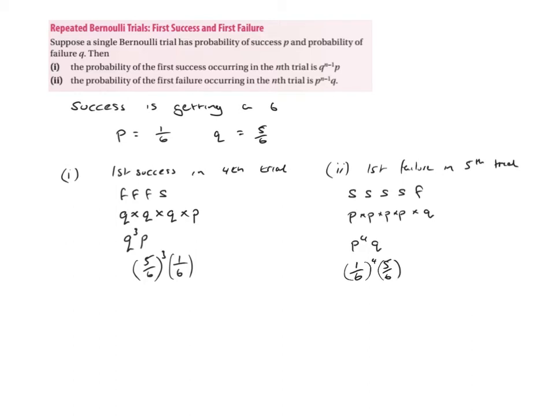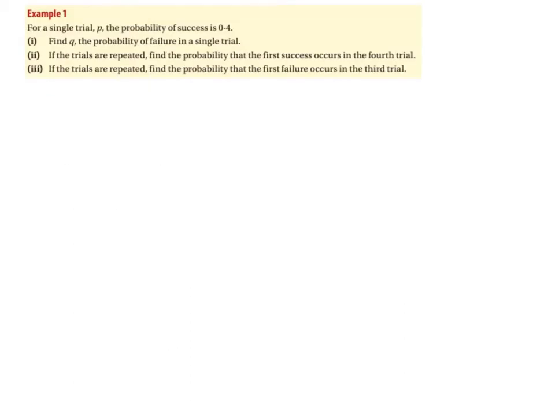Okay, let's have a look at another example here. Hopefully you can see where those formulae come from. It says here, for a single trial, the probability of success is 0.4. So if P is equal to 0.4, that means that Q is equal to 1 minus 0.4, which is 0.6. And I think that's just answered part I. It says if the trials are repeated, find the probability that the first success occurs on the 4th trial. So the first success on the 4th trial. Well, we've just basically done that in the previous slide. So that means we want 3 fails.